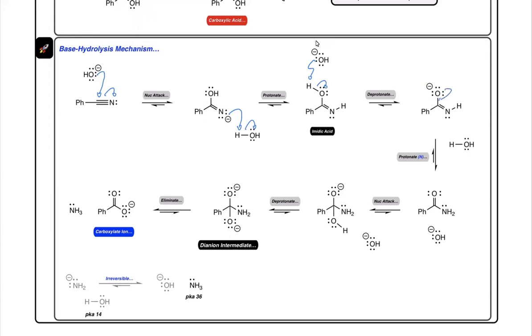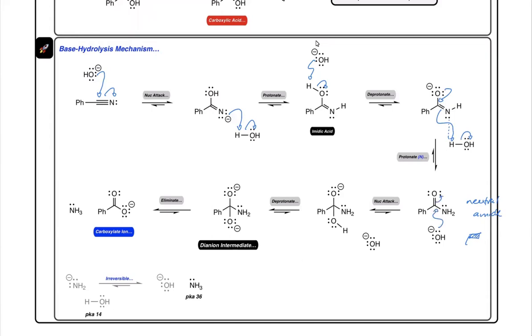Then we're going to fold electrons down, forming a pi bond. And then we're going to break the carbon-nitrogen pi bond and use those pi electrons to bond the nitrogen to a hydrogen, which is coming from water. That produces a neutral amide intermediate. Neutral amide intermediate. That's a good checkpoint. Then from there, we're just doing amide base hydrolysis.